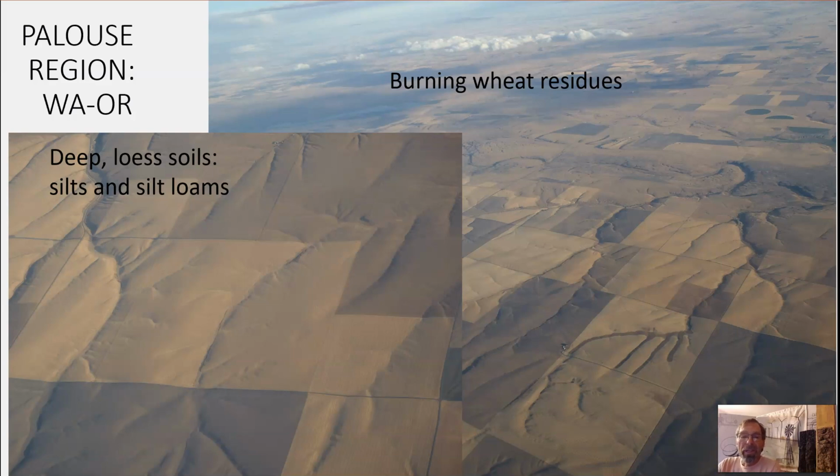These soils in the Palouse region, Washington, Oregon, and even the Idaho Panhandle, they're deep, loess soils. They're silts and silt loams, and you can see the aerial view of somebody burning their wheat residues. They leave that soil exposed in that case, and it can lead to some pretty severe erosion challenges. Their wind erosion is not as bad just because the landscape is so rolling.